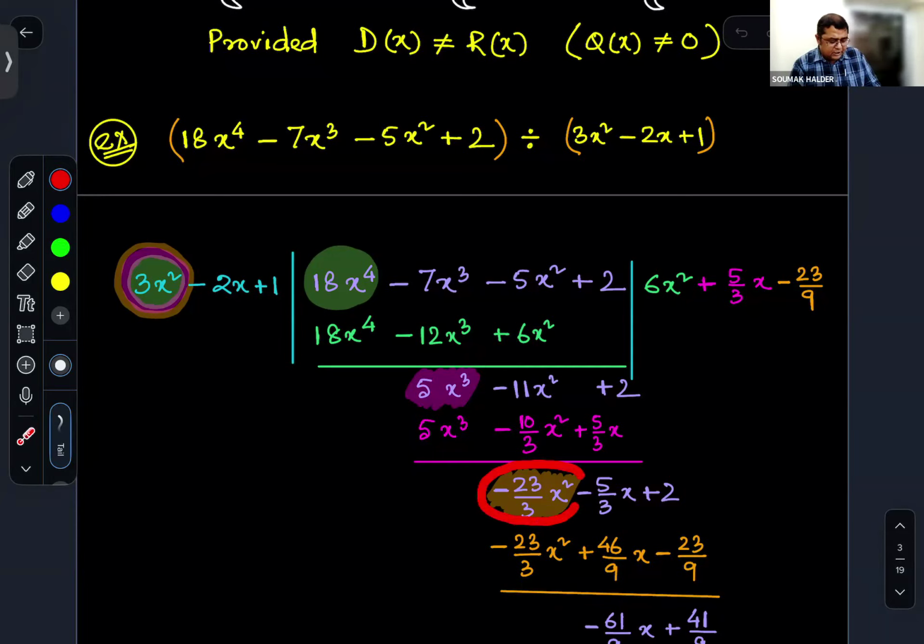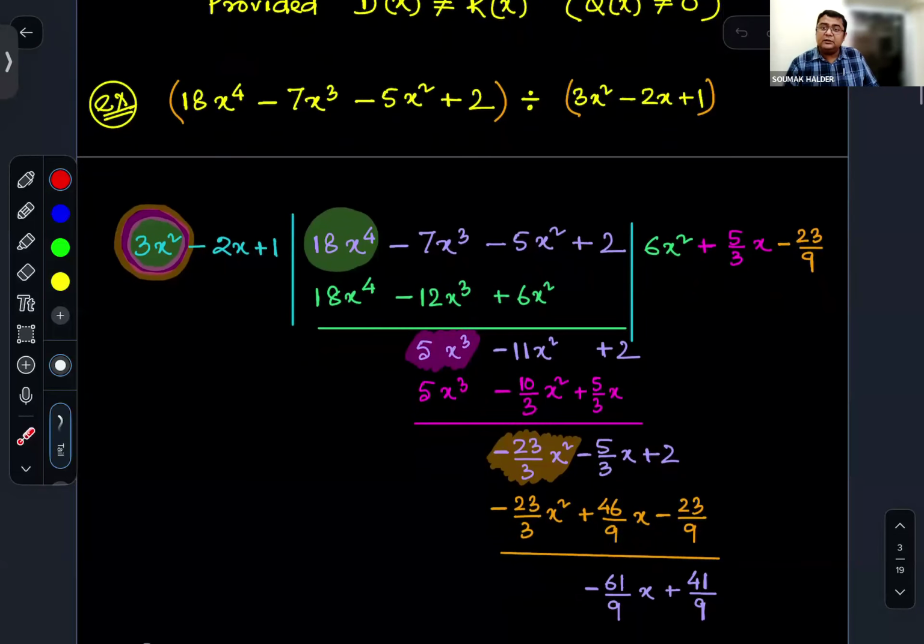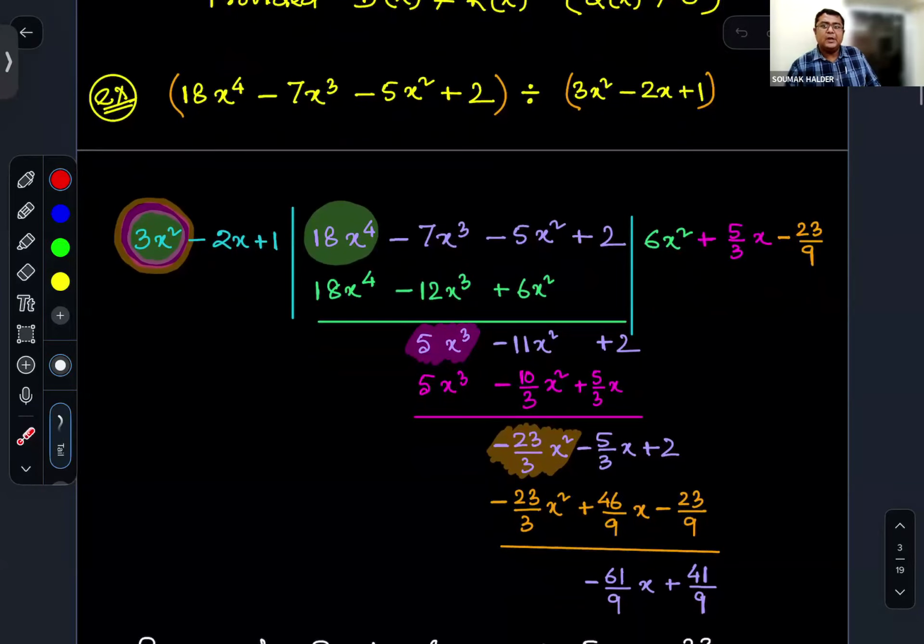So in the last round, our primary target will be the leading degree term of the carry forward dividend, minus 23x square by 3, to be divided with 3x square. As a result, we have got a quotient term minus 23 by 9, which is matching the leading degree term, but still two carry forward terms due to the other two terms of the divisor. And after this division, we have reached the remainder minus 61x by 9 plus 41 by 9. Okay? So that's the whole procedure.